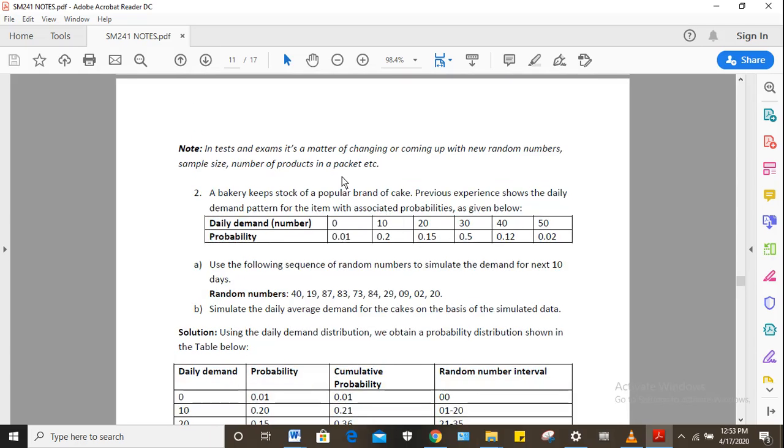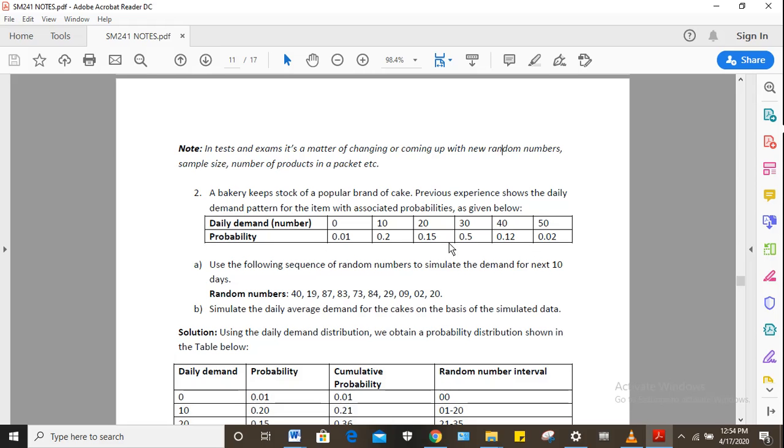So the question says, a baker keeps stock of a popular brand of cake. Previous experience shows the daily demand pattern for the item with associated probabilities is given below. Like what is mentioned there, in tests and exams I'll change the random numbers, the sample size, number of products in a packet, etc. So the key is to understand the calculation, where the numbers may be changed, but if you understand the essence of the calculation, then it will be easier for you.